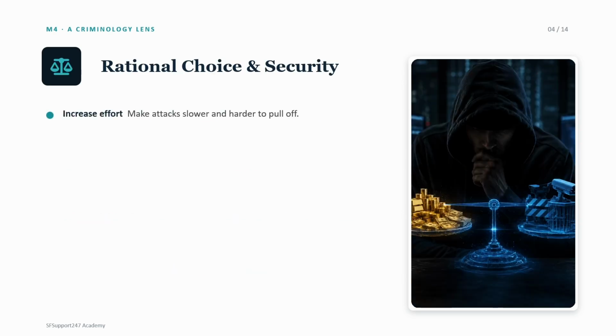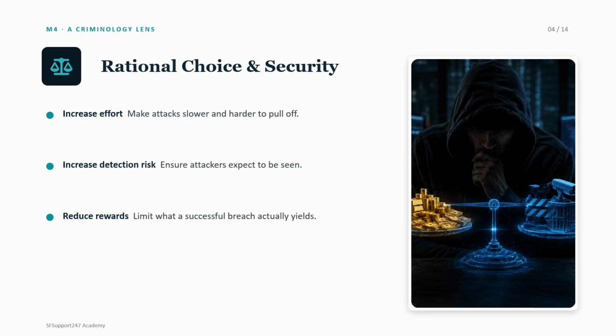Rational choice theory, right? How are we going to protect if an offender falls under this pattern of theory? Just increase the effort, make the attacks slower and harder to pull off. Ensure attackers expect to be seen, increase the detection system. Limit what a successful breach actually yields. Assume that with a successful cyber attack, they expect something that they are going to get. If you can limit what they can actually get and reduce the rewards, and make these kinds of attacks really not effective for the organization, you can protect it.